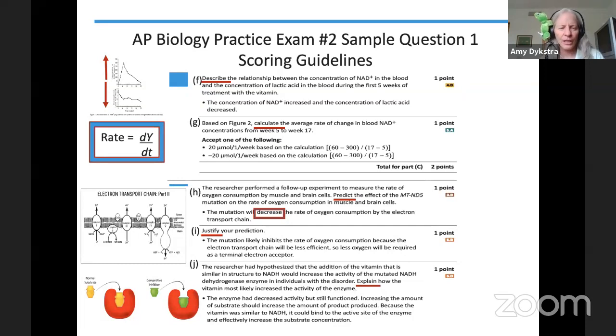So we've got a picture of a competitive inhibitor, but you could kind of sort of think in your mind about crossing out competitive inhibitor and replacing that with vitamin. And the NADH is kind of the natural substrate there in yellow. And so what's happening is the vitamin is actually going to bind to that active site, and the enzyme is going to do its action. It's going to do its enzymatic activity on that vitamin rather than on NADH. So there are the scoring guidelines.